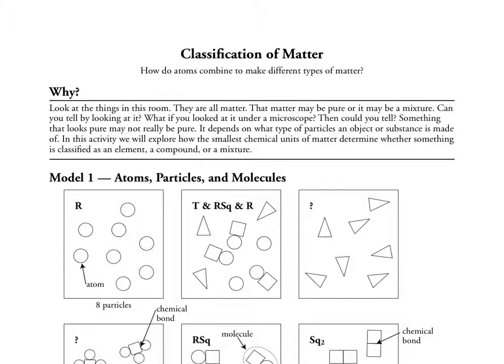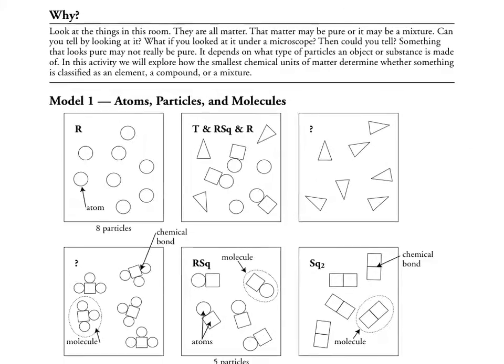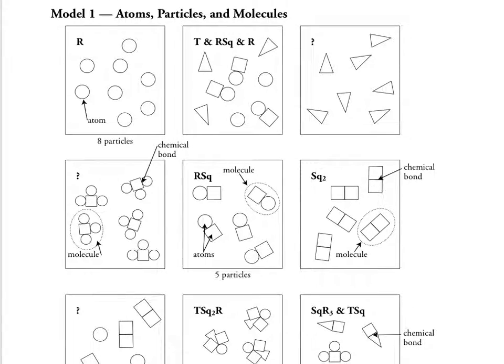So here, all we're going to do is try and classify matter in a couple of different ways. In this first model, we have a number of illustrations. It's just showing the stuff that makes up all of matter, whether it's a living thing or not. So we're starting off a little bit more general. In this first square, we see a couple of circles that have been labeled as an atom. In the second example, we have some triangles, some squares, and some circles.